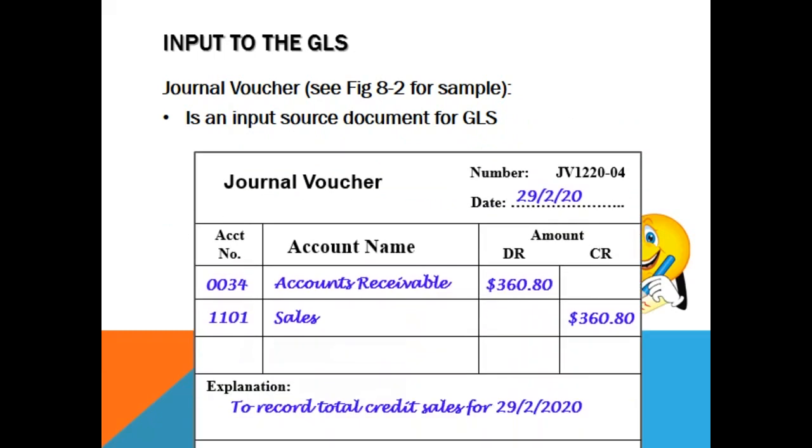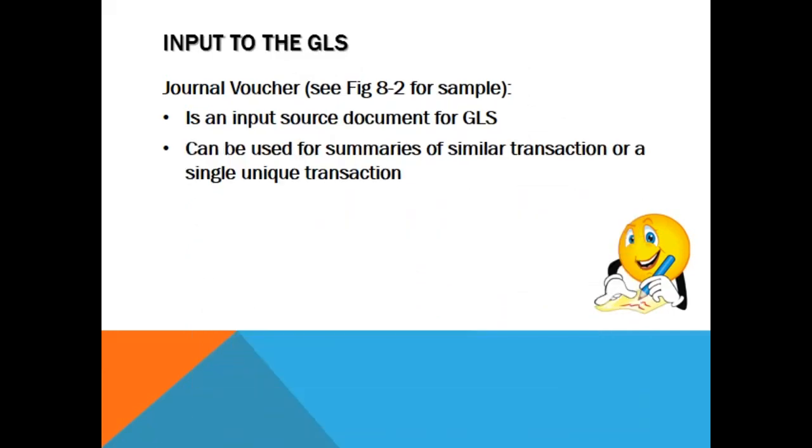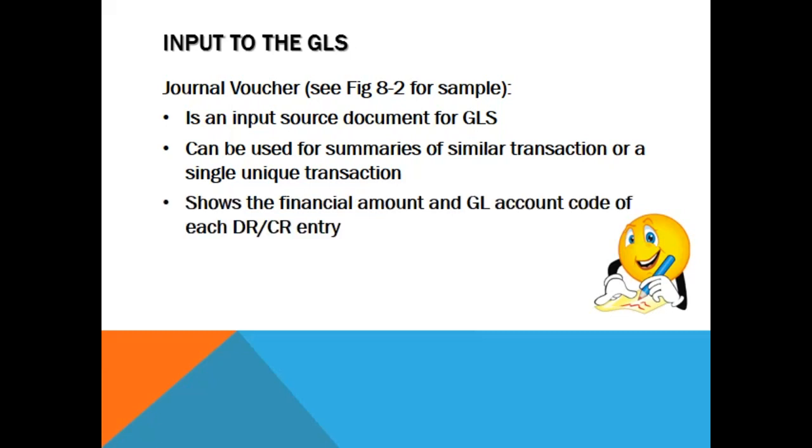An example of this document looks something like this and can also be found in your textbook. Now, a journal voucher can be used to represent summaries of similar transactions, such as to record credit sales where you will debit your debtors and credit your sales, or a single unique transaction, such as to write off bad debts. Essentially, it identifies the financial amount and GL account code of each debit and credit entry.